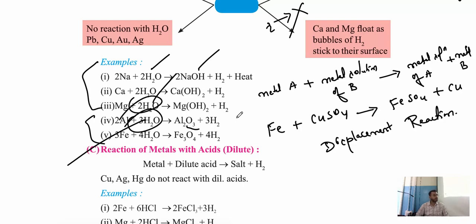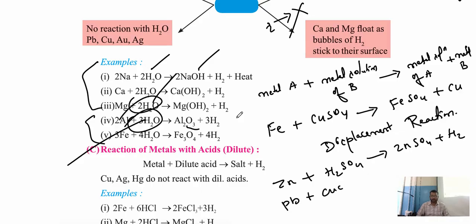Concept is clear? Similarly, when zinc reacts with H2SO4, sulfuric acid, it gives zinc sulfate plus hydrogen. Similarly, when lead reacts with copper chloride, it gives lead chloride plus copper. What is this all? These all are metal A. When it reacts with metal solution of B, it gives metal solution of A plus metal B.